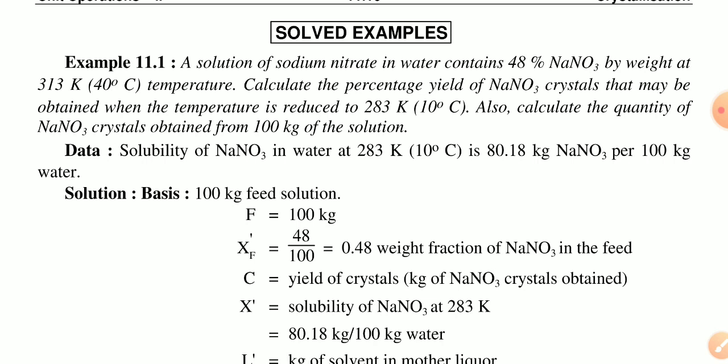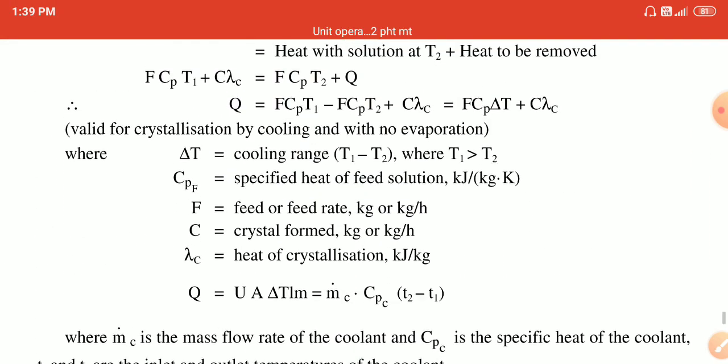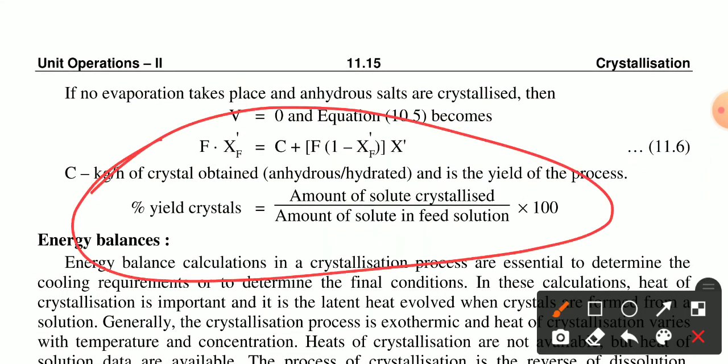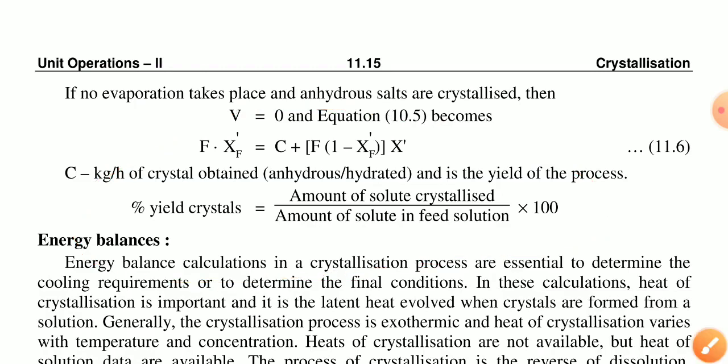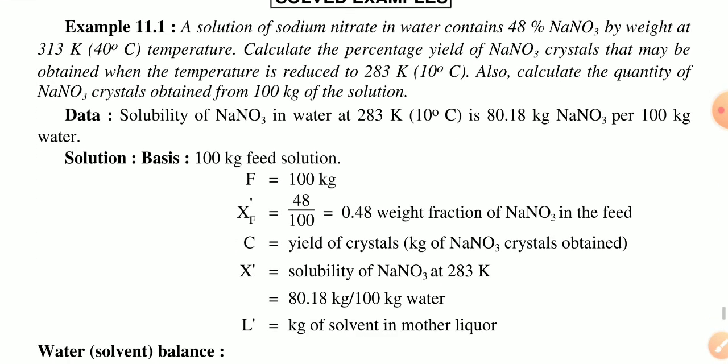So we have to calculate the quantity of sodium nitrate, NaNO3, obtained from 100 kg of the solution. In the previous lecture we saw the material balance and how to find the yield. Percentage yield is the amount of solute crystallized divided by the amount of solute in the feed solution, multiplied by 100. Okay, let us find the solution.